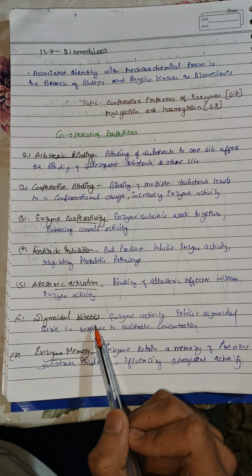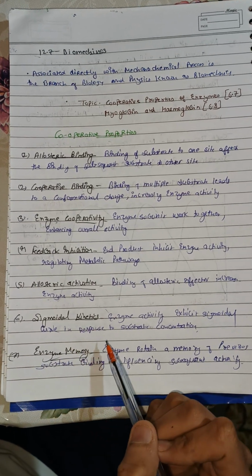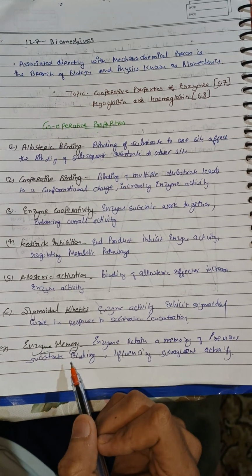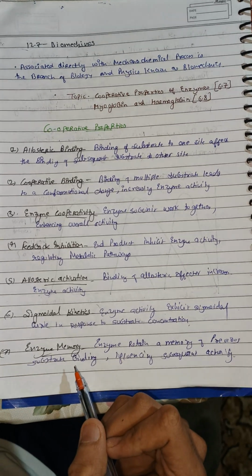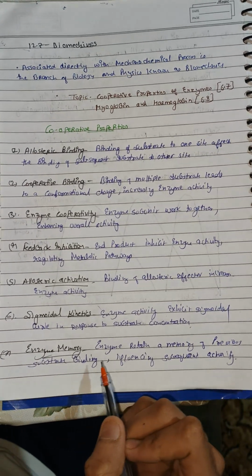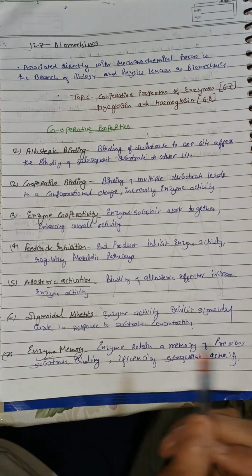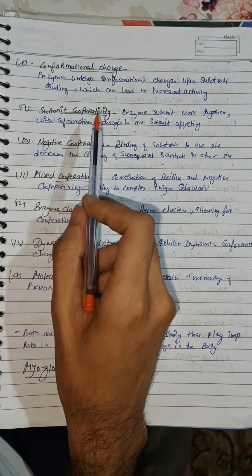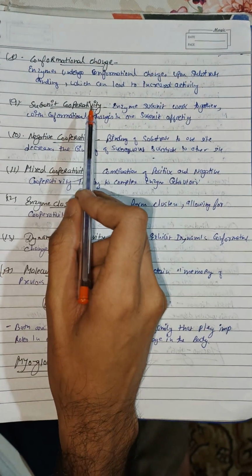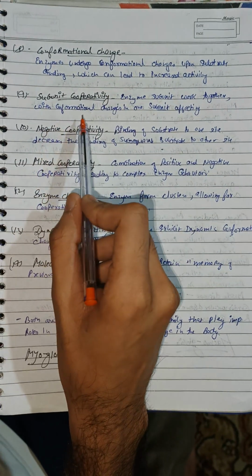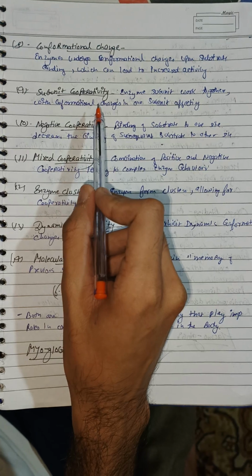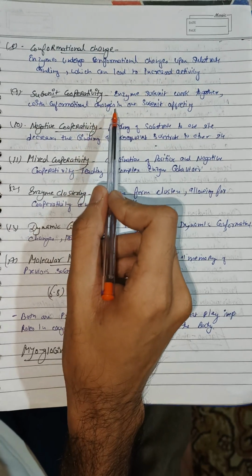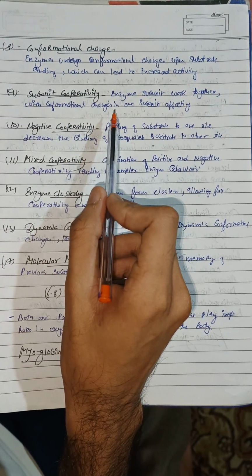Six is sigmoidal kinetics. Enzymes show a sigmoidal graph in response to the substrate concentration. Next is enzyme memory. If there is a previous binding of substrate to the enzyme, then the enzyme makes a memory, like our immune system. Our enzyme retains a memory of previous substrate binding. Next is conformational change. If multiple substrates bind to the enzyme, then a conformational change occurs. Ninth is subunit cooperativity. If the enzyme combines with a prosthetic group or cofactor, then the activity of the enzyme increases, and the efficacy of the enzyme also increases.